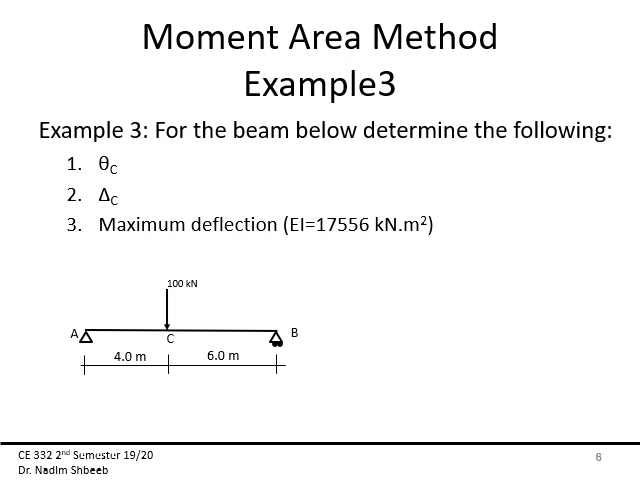Moving on to another example. In this beam, I want you to find the following. I want you to find theta at C, the deflection at C, and the maximum deflection. Now I'm giving you EI here is equal to 17,556 kilonewton meter square, which means I want actual values and not in terms of EI.